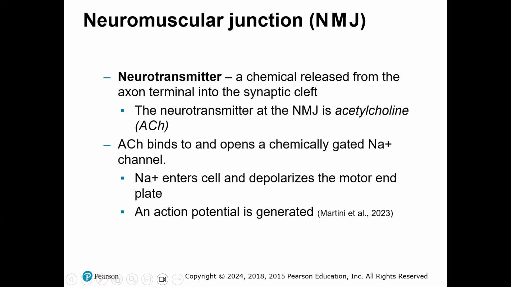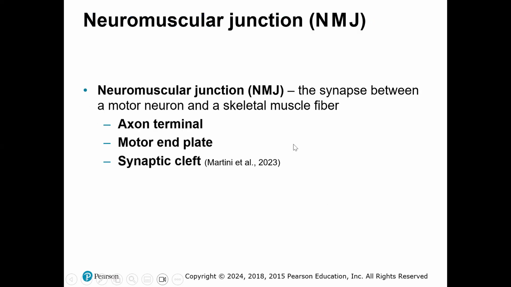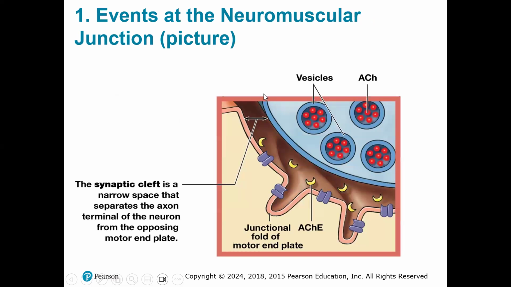The axon terminal contains the neurotransmitter vesicles, acetylcholine. Acetylcholine is a chemical that changes the permeability of the motor end plate, causing the sodium influx. In the synaptic cleft, we have the enzyme called acetylcholinesterase that breaks down the acetylcholine, and then the choline goes back to the axon terminal and mixes with acetyl-CoA to become acetylcholine again, waiting for the next stimulus to come in and be released again.